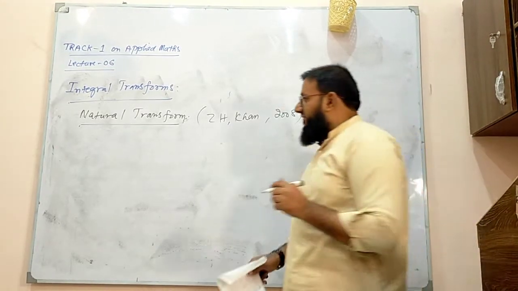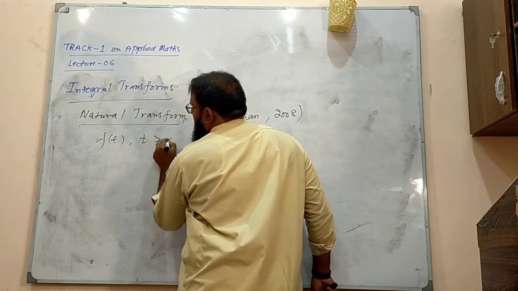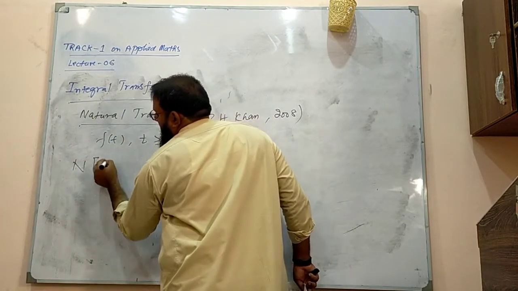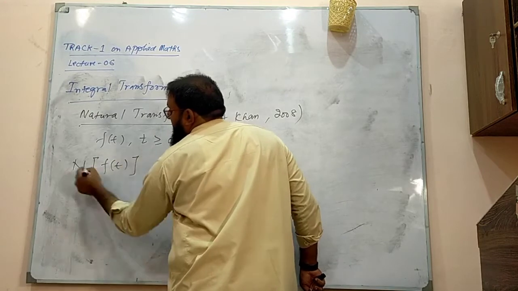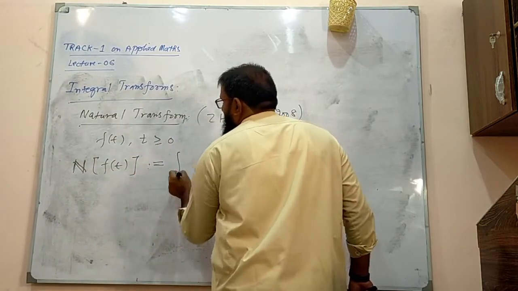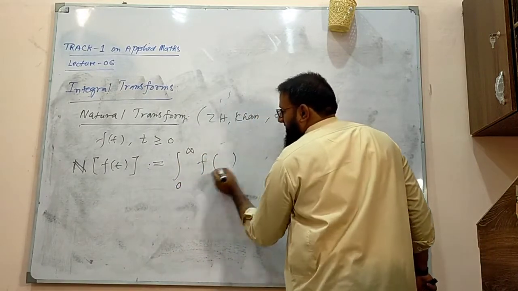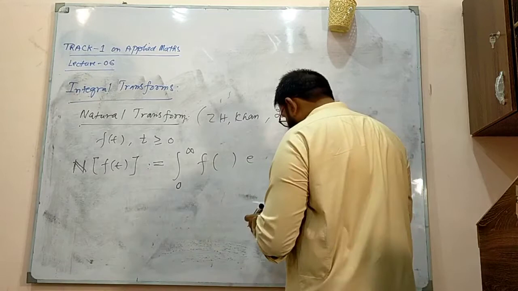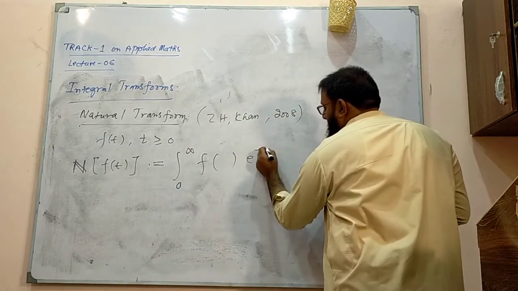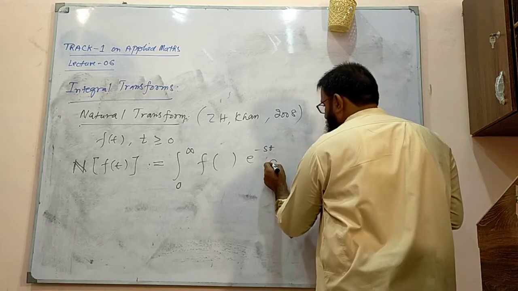So he took the same function f of t, where t is greater than or equal to 0. Then the natural transform of f of t is defined to be the integral from 0 to infinity of f of something, e to the power minus st, dt.